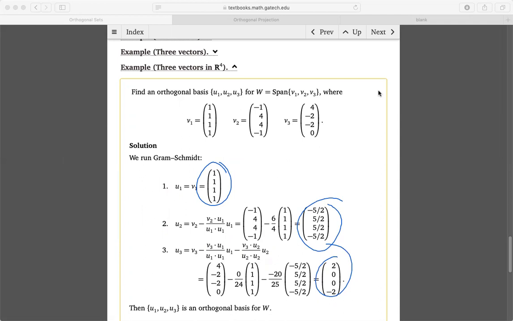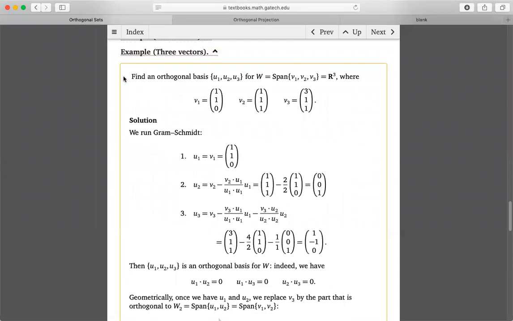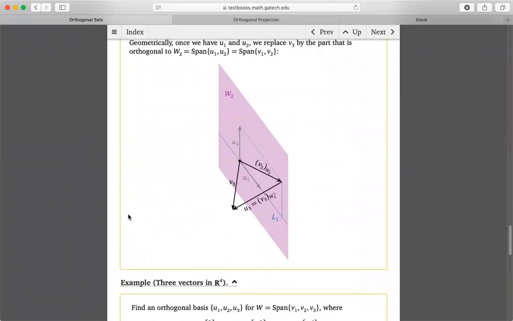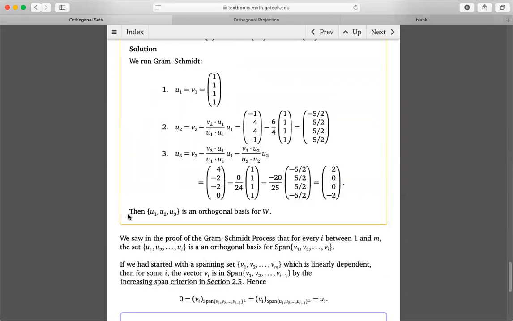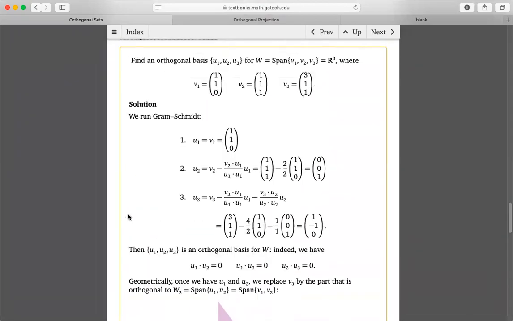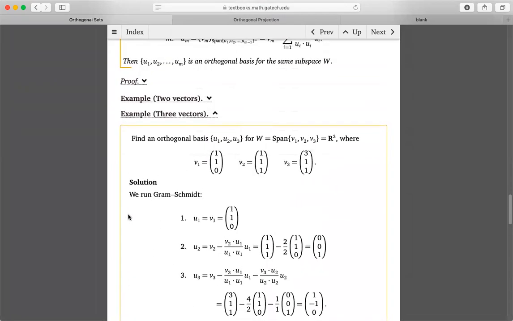And again, if you want an orthonormal basis, all you need to do is take these vectors and divide them by their respective magnitudes. All right, and that about covers it. This is the video on the Gram-Schmidt process, and that's it.